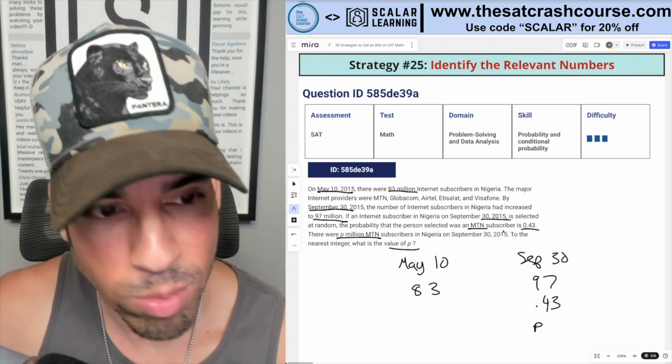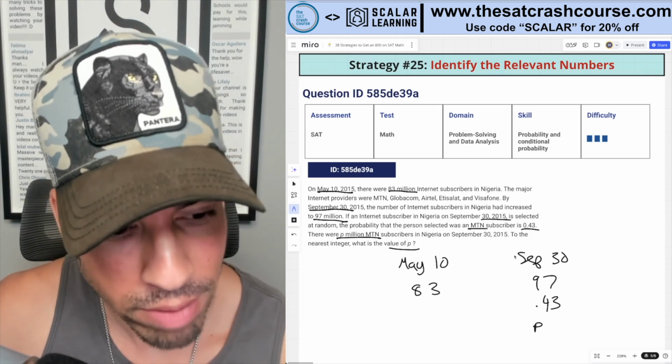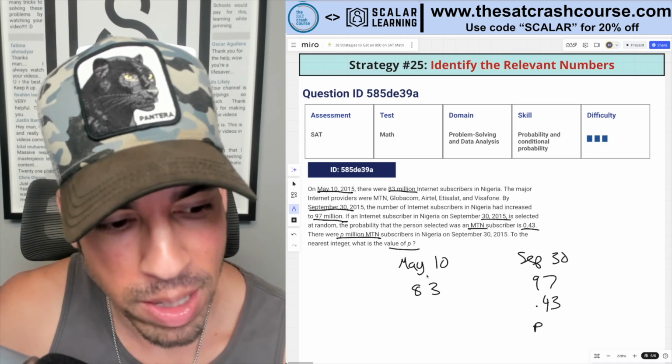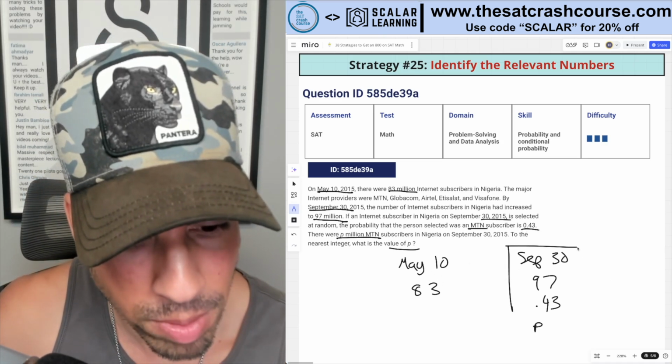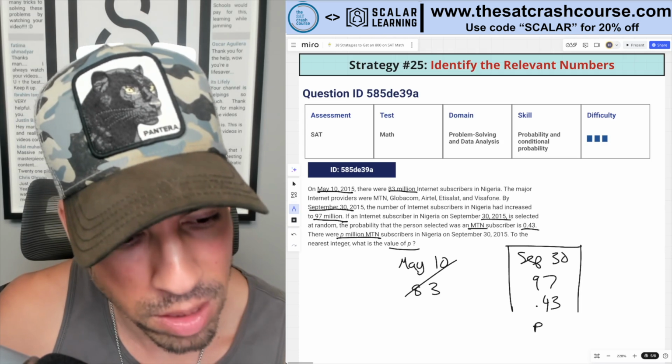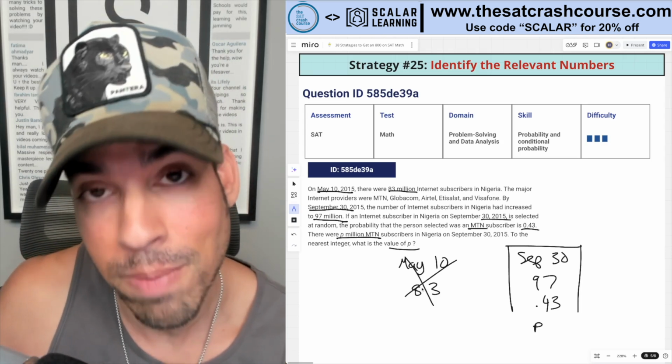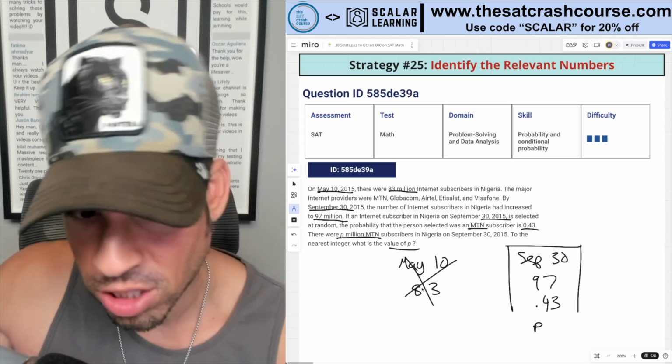Now that we have all the numbers written out, we can figure out what we have to do here. And since they're not talking about an increase, they're not talking about a change, all we really care about is this September 30th date. We don't really have to pay attention to this, but I still wanted to extract it to get my head around the problem first before I just dismissed it outright.